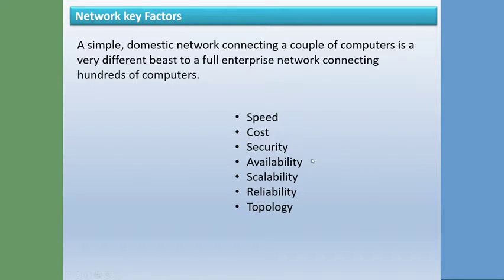Availability talks about how available the network is. Is the network up most of the time? Scalability: if we need to make the network bigger by adding more computers or more services or servers, how scalable is it? Is it easy to make that network bigger and add extra functionality to it? And then, of course, reliability comes into it. How reliable is it? How much uptime have you had? Has the network ever dropped out? Has the internet suddenly stopped working? And then, of course, the topology is how that network is structured, how it's logically laid out within your organization.